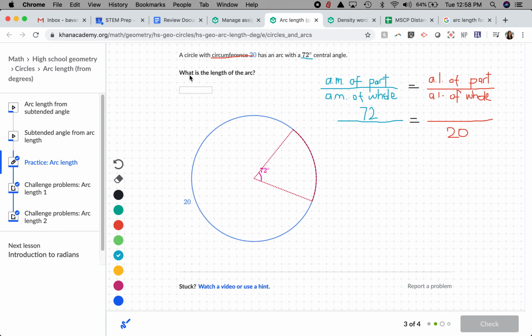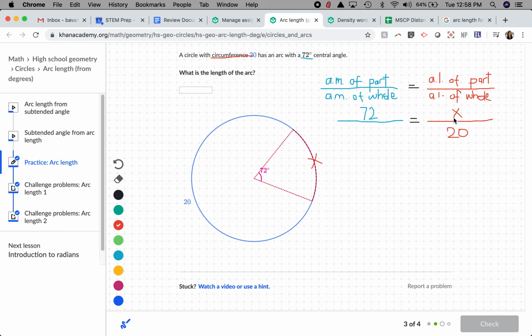The next thing is the question. What is the length of the arc? So that means we are looking for the arc length of this part of the circle. I'm going to call that part x. And I'm going to put it in my numerator right here.